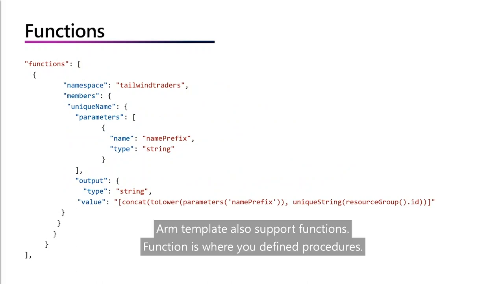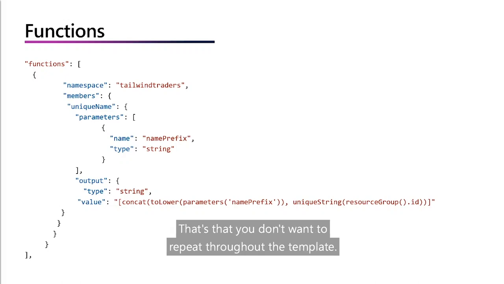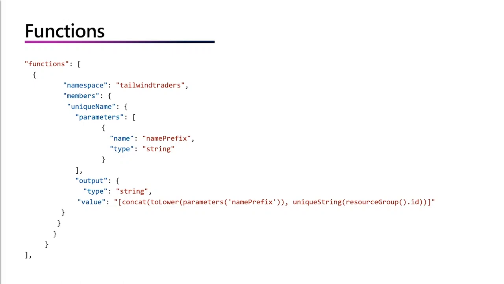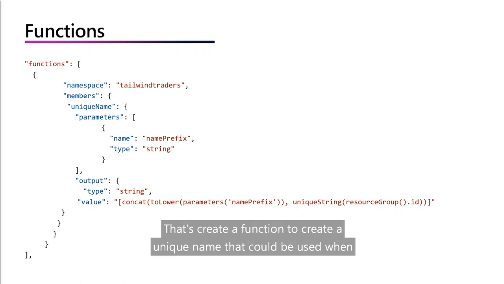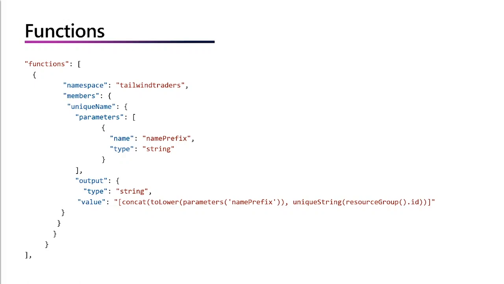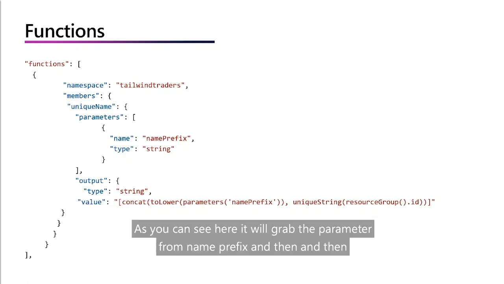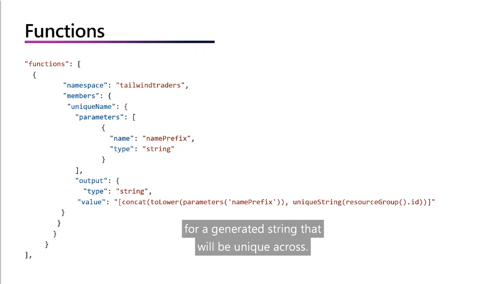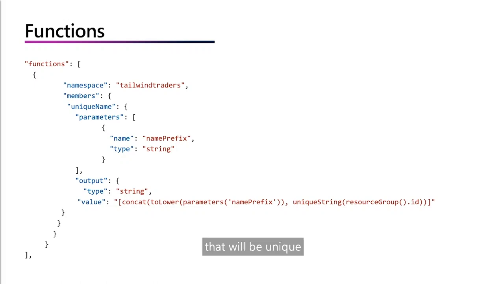ARM templates also support functions. Function is where you define procedures that you don't want to repeat throughout the template. Like variables, functions can help you make your template easier to maintain. Here is an example that creates a function to create a unique name that could be used when creating resources that have a globally unique naming requirement. As you can see here, it will grab the parameter from name prefix and then get a suffix from a generated string that will be unique.